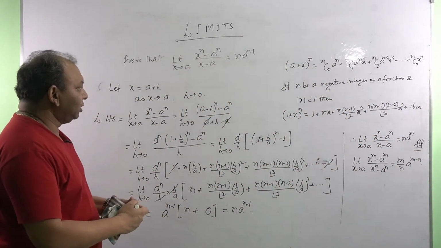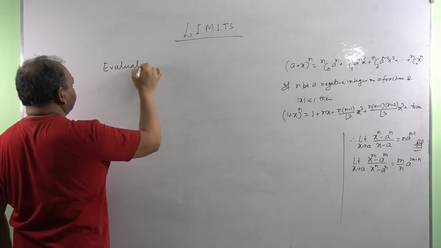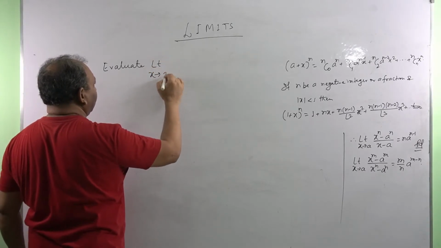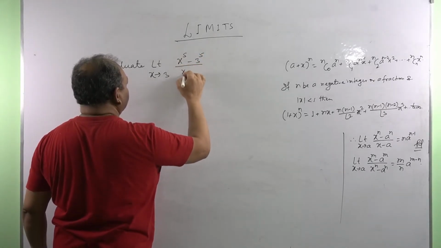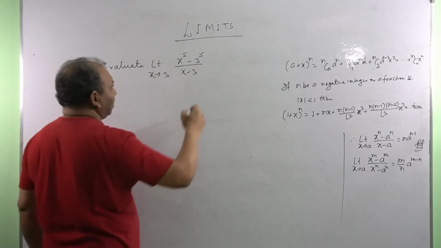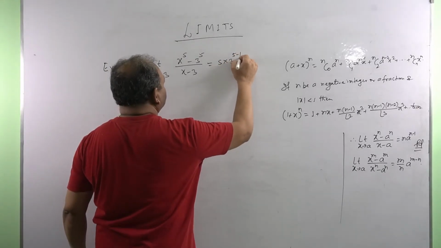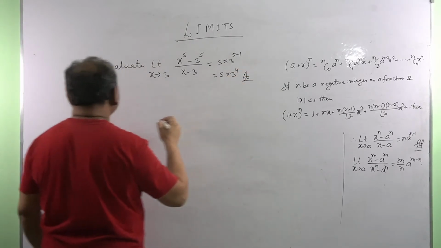So let's take an example. Evaluate limit x tends to 3, (x raised 5 minus 3 raised 5) divided by (x minus 3). Directly we write here 5 into 3 raised 5 minus 1, that's all. 5 into 3 raised 4, that's all.